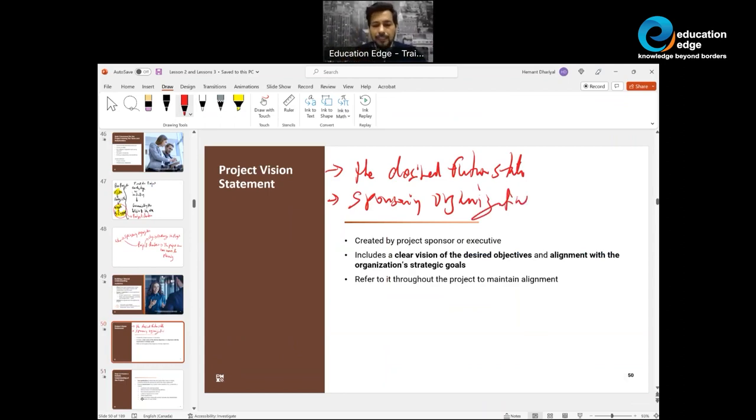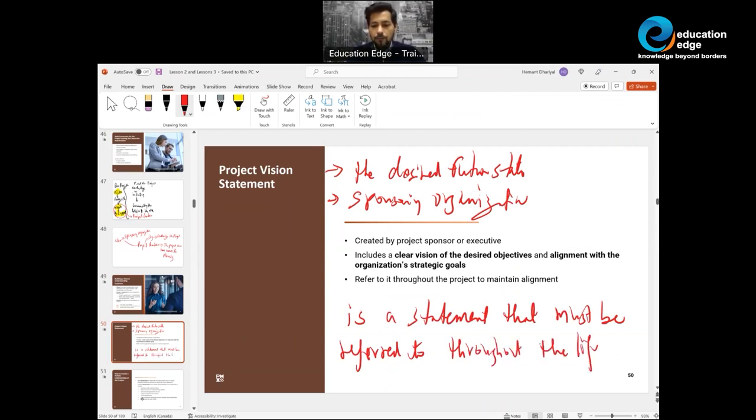And the project vision statement is a statement that must be referred to throughout the life cycle of the project. Sometimes we also say that the project vision serves as a constant reminder to the team, and teams must continue to refer to the statement to align their work with the vision, so that we continue to move towards that desired future state. It serves as a reminder to the project team.